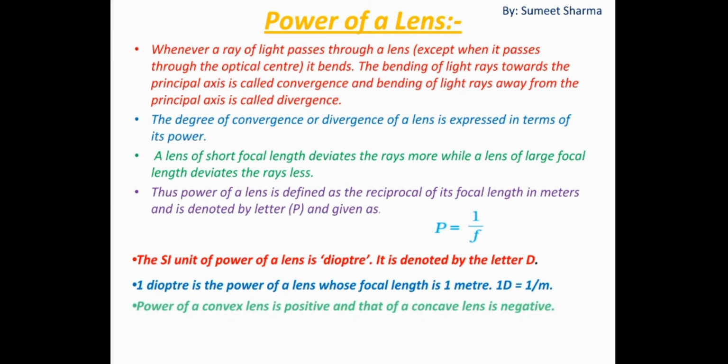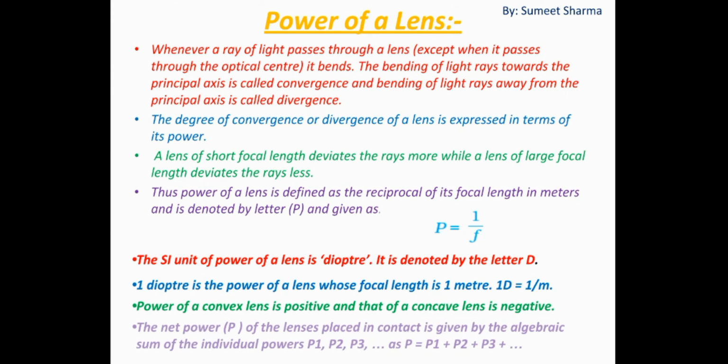Next, power of convex lens is positive and that of concave lens is negative. जो पावर है convex lens की पॉजिटिव होती है, concave lens की नेगेटिव होती है. क्यों? Because focal length of convex lens is positive and focal length of concave lens is negative.